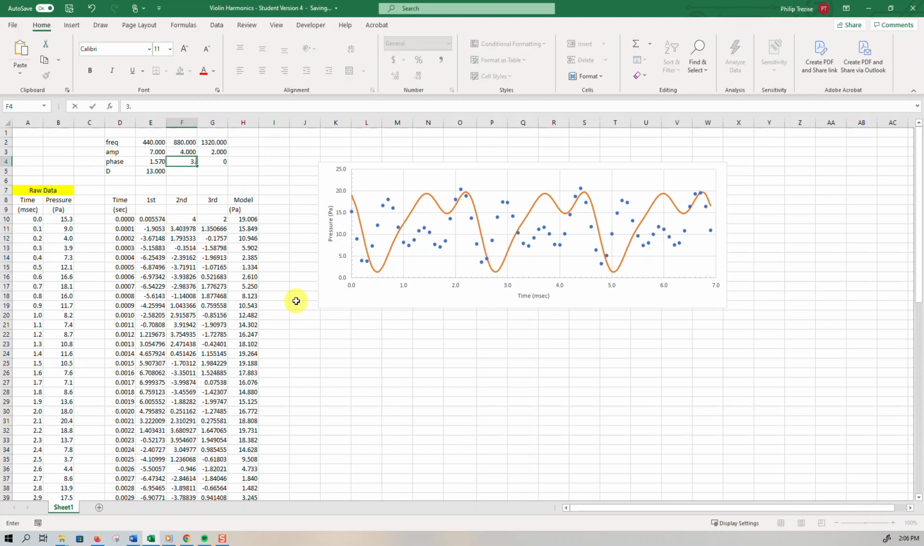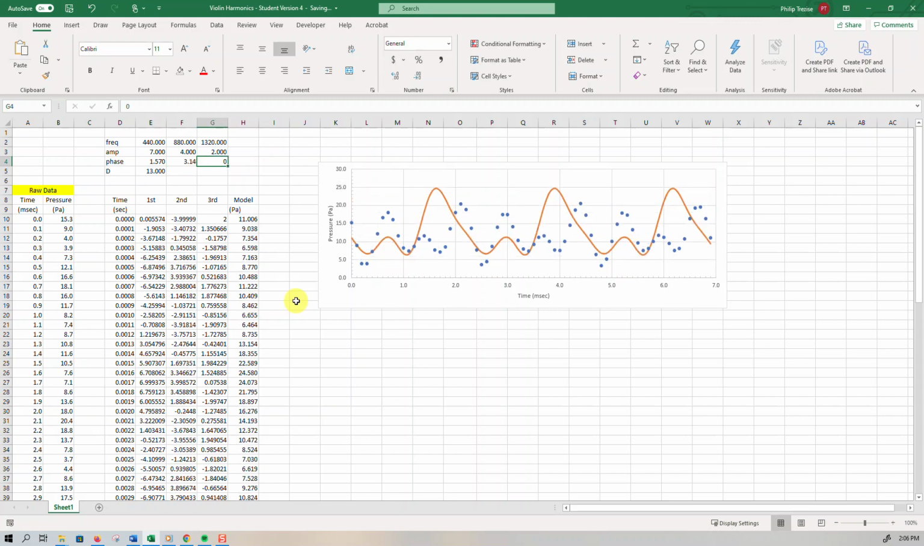I could make the phase of this equal to pi. That actually seems to have helped a bit because I've got the smaller bumps now down here and the bigger bumps closer to the bigger bumps.